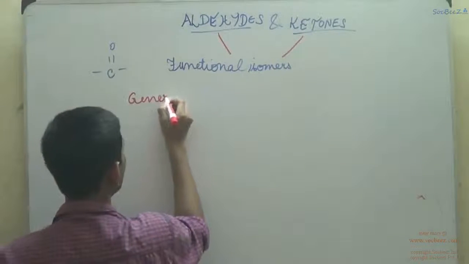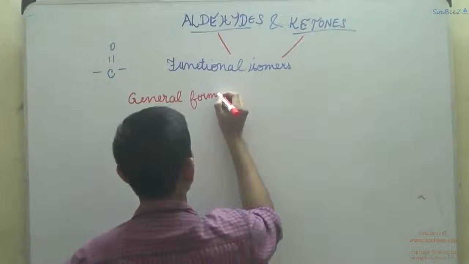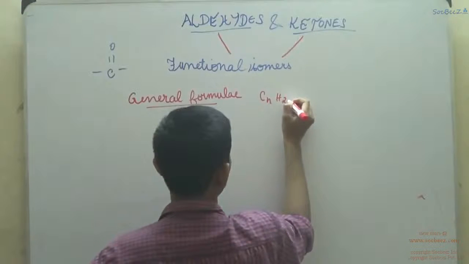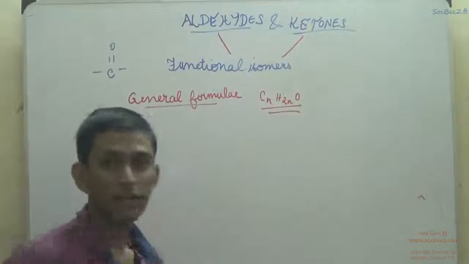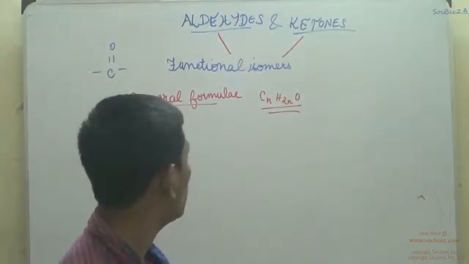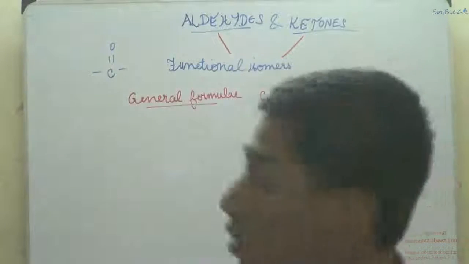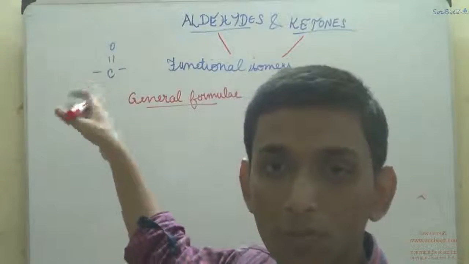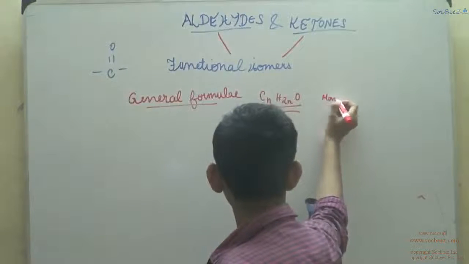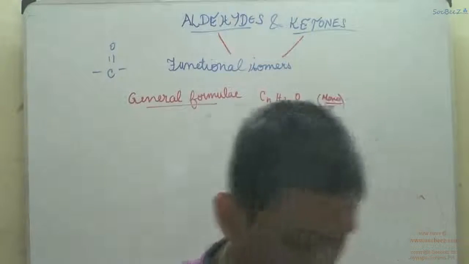Coming to the general formula, CnH2nO is the general formula for aldehydes and ketones. Now, CnH2nO is the general formula for a monoaldehyde and a monoketone. So, if the number of CO groups increases, accordingly the formula changes. But this is for monoaldehydes and monoketones.